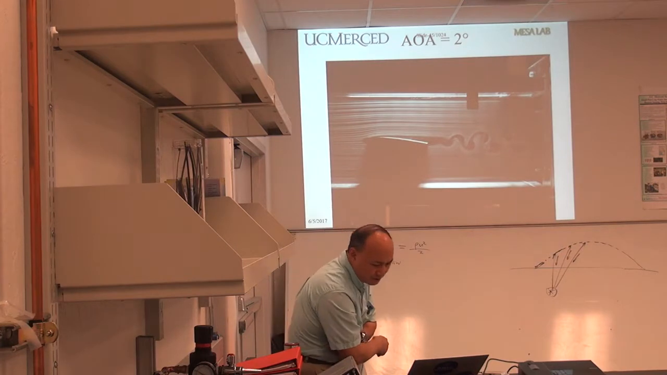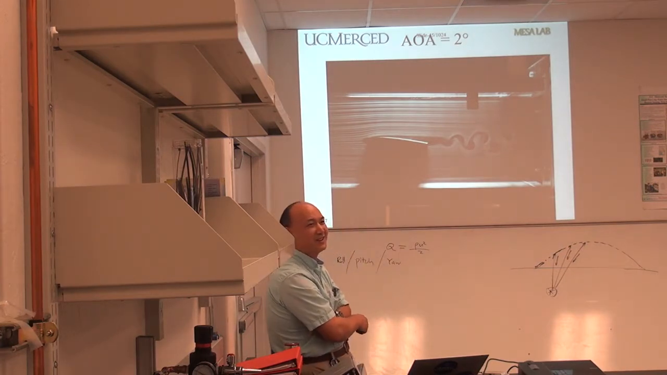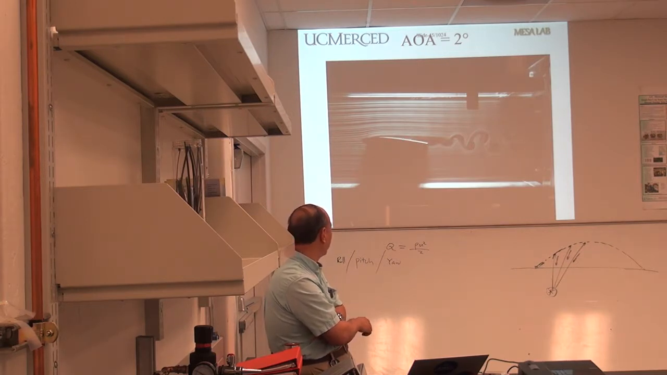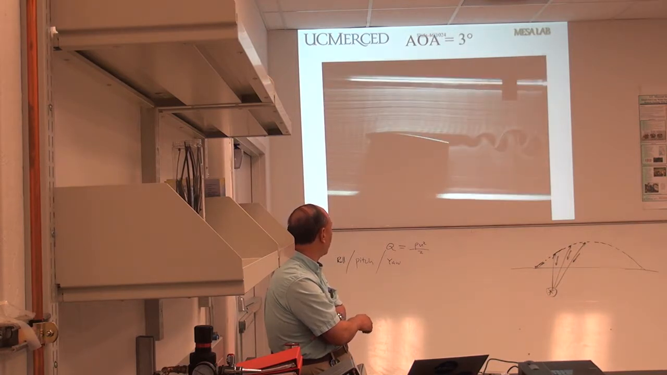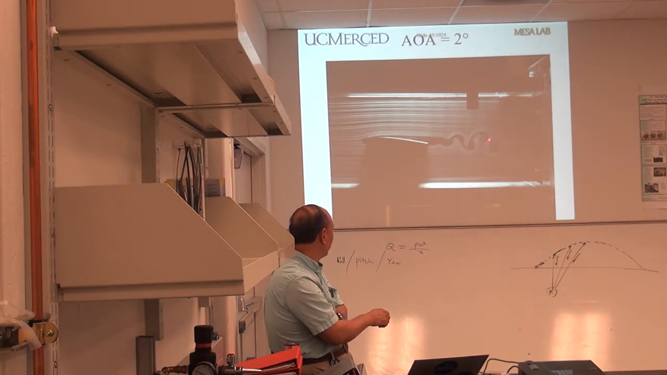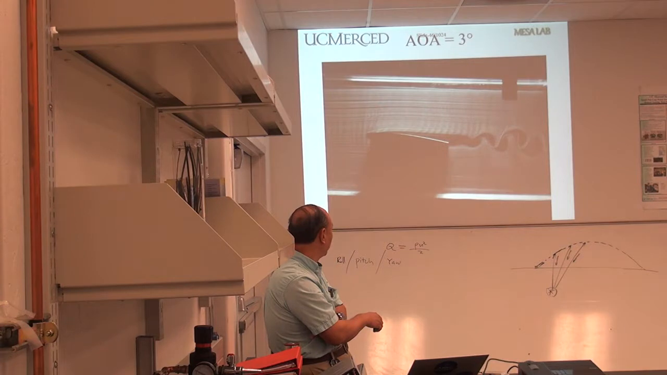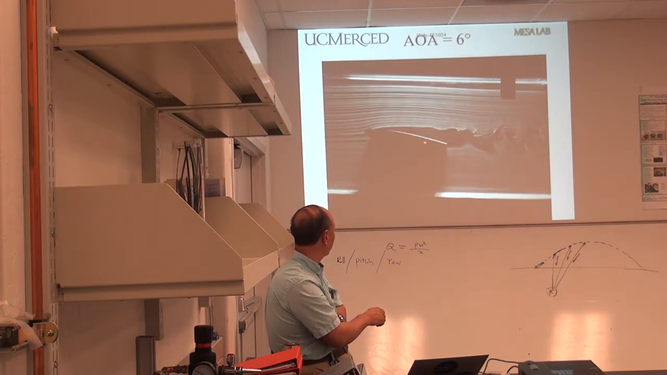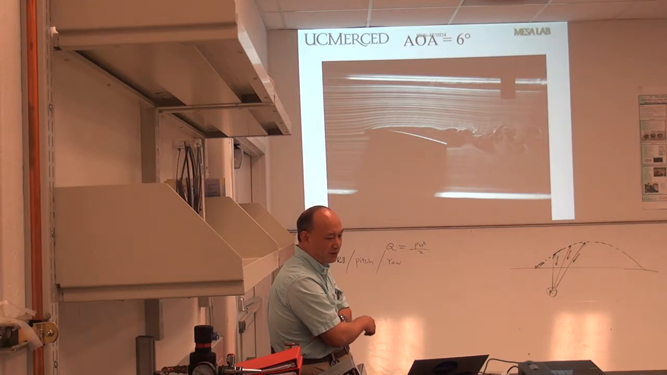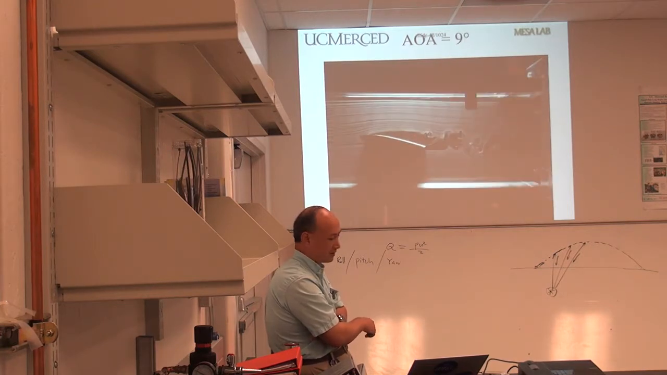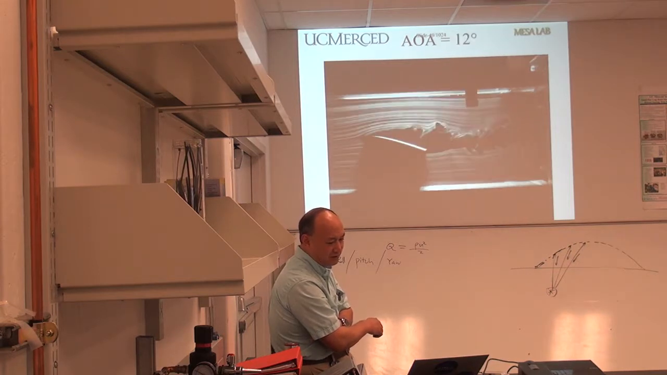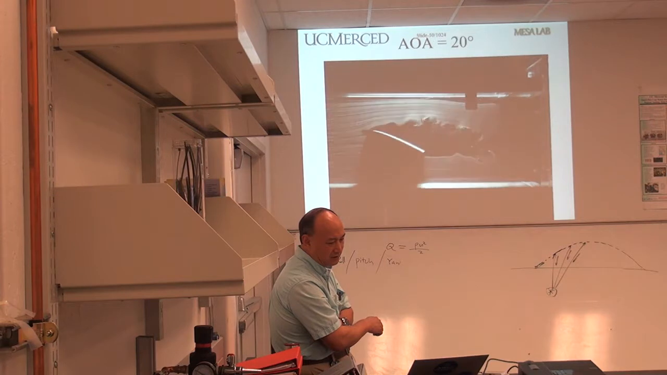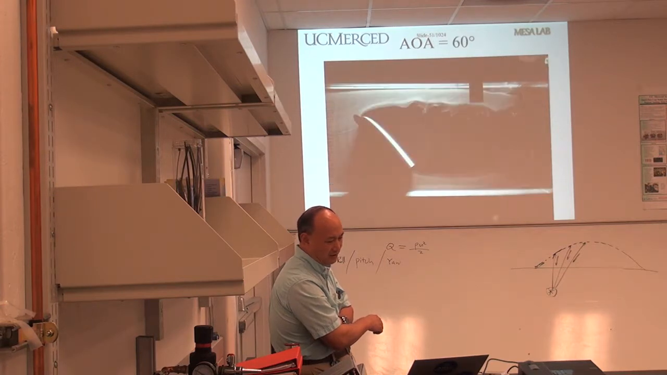So let's see some of those ideas. You have this bullet. No, don't say this is a bullet, it's an airfoil. You can see that the laminar flow and boundary layer are so clear. This is an angle of attack of 2 degrees, very small. If I do 3 degrees, you will see the trailing vortices are different. At 4 degrees, you can see they start to have turbulence. Six degrees, and 9 degrees is even worse. Now we'll see 12 degrees, then 20 degrees, and even worse, 60 degrees.